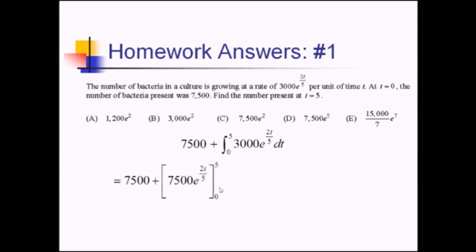And we're evaluating that from 0 to 5. So I'm going to pull the 7,500 out of this bracket here, and inside I'm going to have e to the 2 times 5 over 5 minus e to the 0 times 2 over 5.